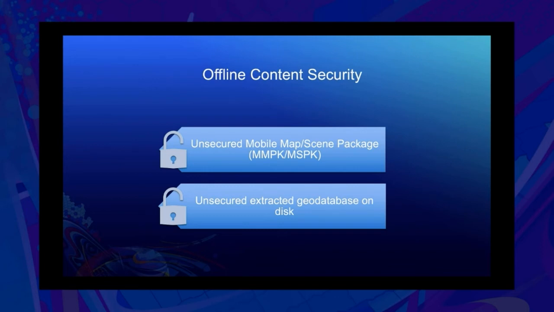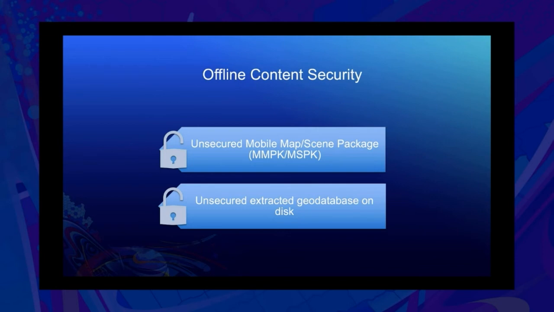A mobile package is a standalone file that contains map or scene and data. It can be used to display maps and scenes, geocode, reverse geocode, find routes and directions, and analyze data when offline. You can sideload or download a mobile map package to your device and use it without a network connection.